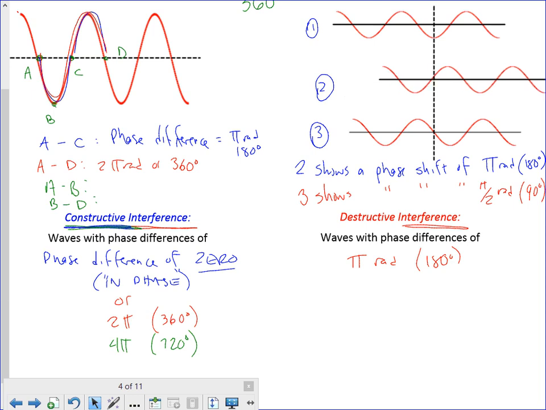Now, we can't shift it over just another pi radians, because now they're back in phase, but if we did it another half, that's 3 pi radians, that'll work, or 5 pi. There's a pattern there too, but the bottom line is they can't be a full wavelength apart. They have to be an odd number of pi radians apart, okay?